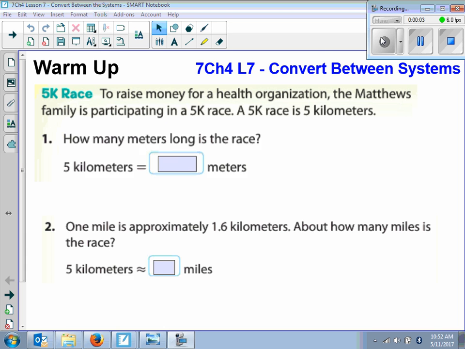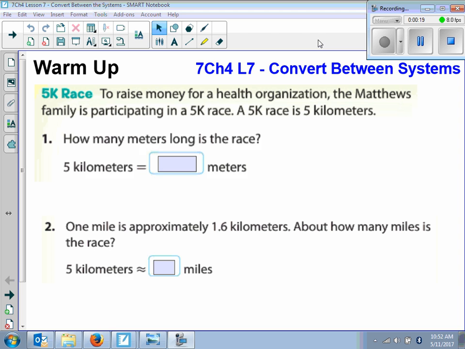Chapter 4, Lesson 7 is Convert Between the Systems. So it says here, to raise money for a health organization, the Matthews family is participating in a 5K race. A 5K race is 5 kilometers. How many meters long is the race?